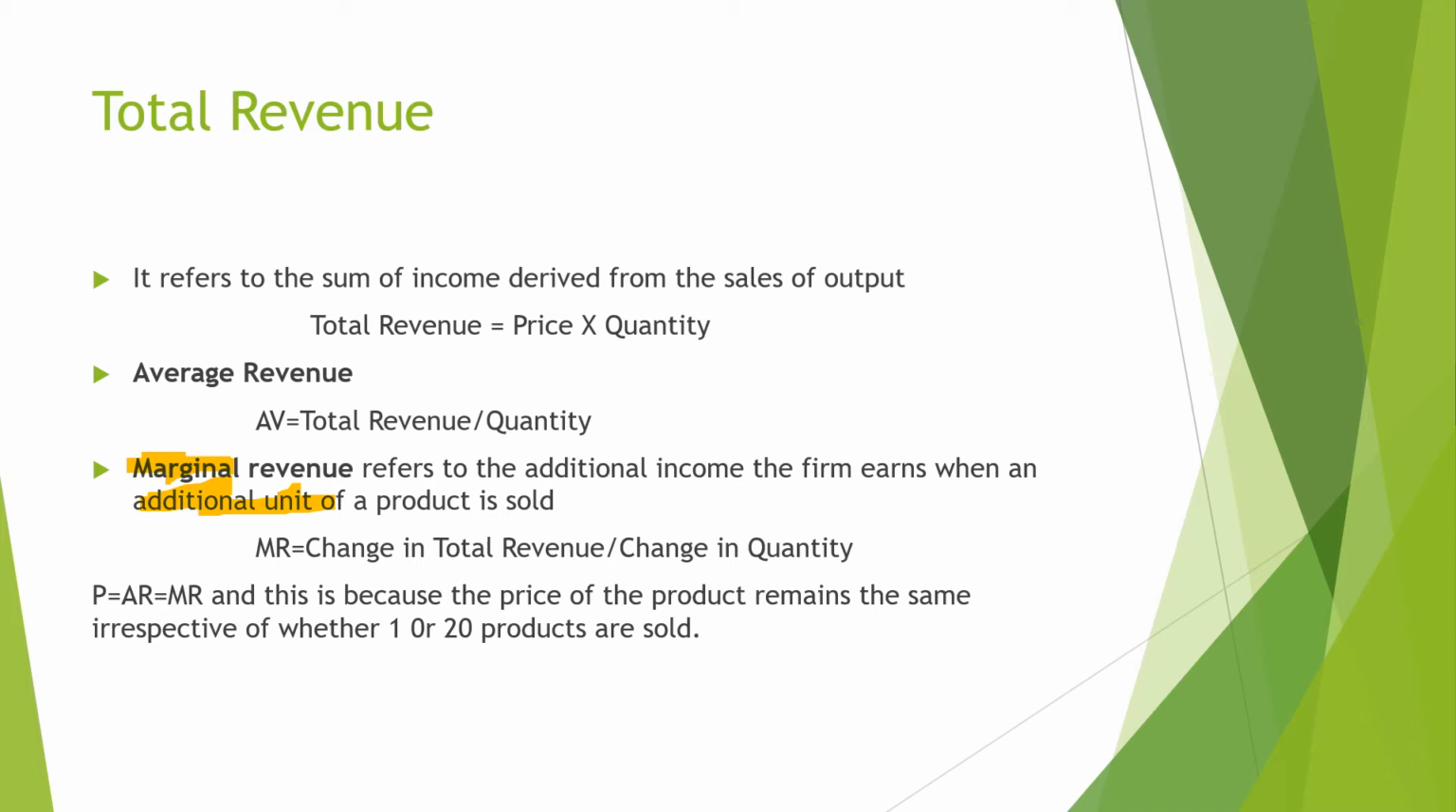And then from our theoretical background, we said that price is equal to average revenue and also equal to marginal revenue. Why is that so? This is because the price of the product remains the same regardless of whether 10 quantities, 2 quantities, 3 quantities are sold. So our price, average revenue, marginal revenue is fixed. Hence, it is represented by a horizontal line.